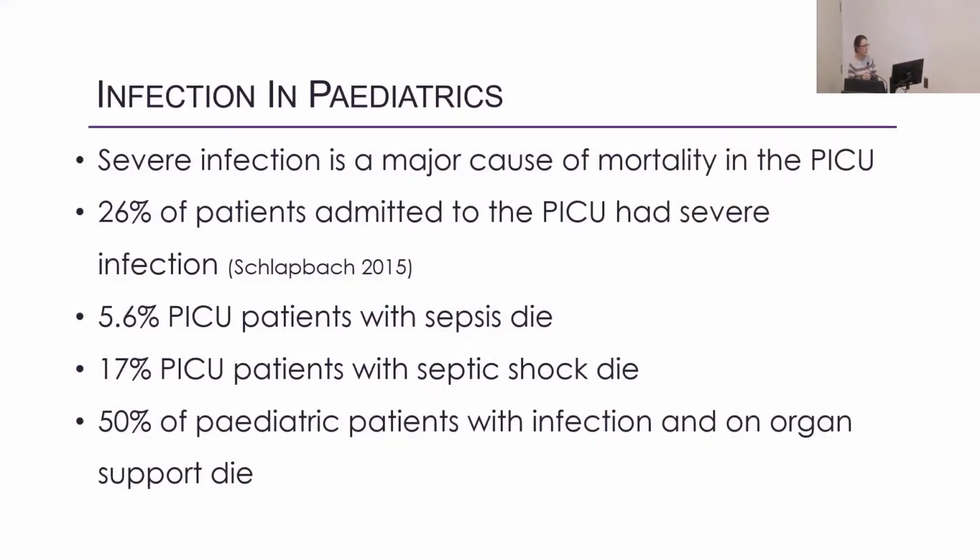Just broadly, in paediatrics, severe infection is a major cause of mortality in the paediatric intensive care unit. 26% of patients admitted to the PICU in Australia and New Zealand across a 10-year period were found to have severe infection. 5.6% of PICU patients with sepsis will die. 17% with septic shock. And if a paediatric patient requires organ support, so they might have organ failure, so kidney failure or lung, then 50% of those patients will die.